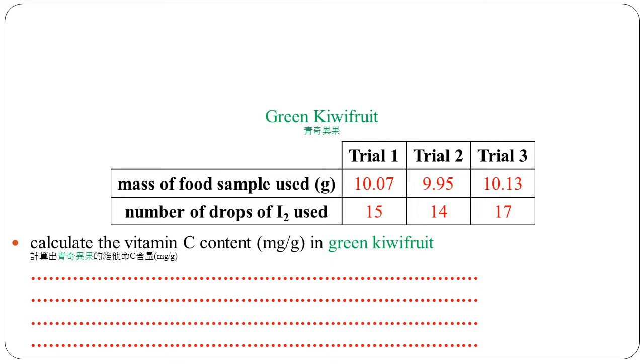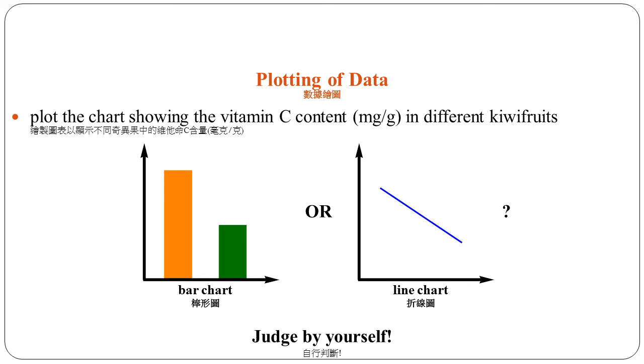Here is the result of green kiwi fruits. You need to use the same method to calculate the vitamin C contents in green kiwi fruits. After the calculation, you need to plot the chart showing the vitamin C contents in different kiwi fruits. You need to judge by yourself whether to use a bar chart or line chart.